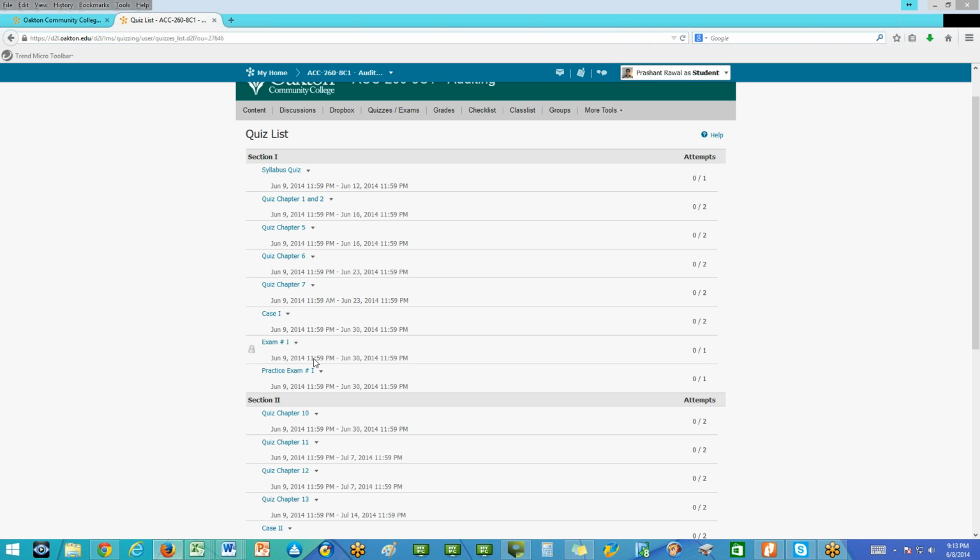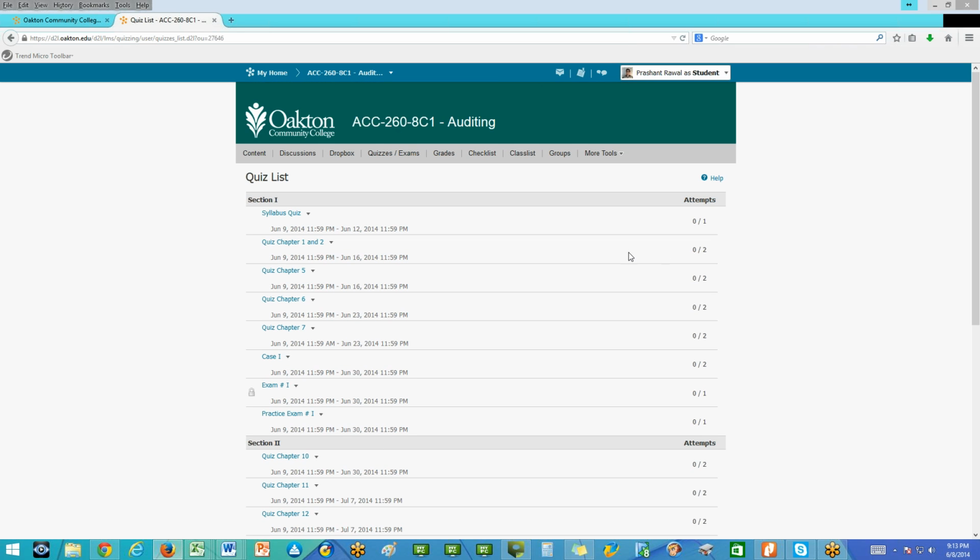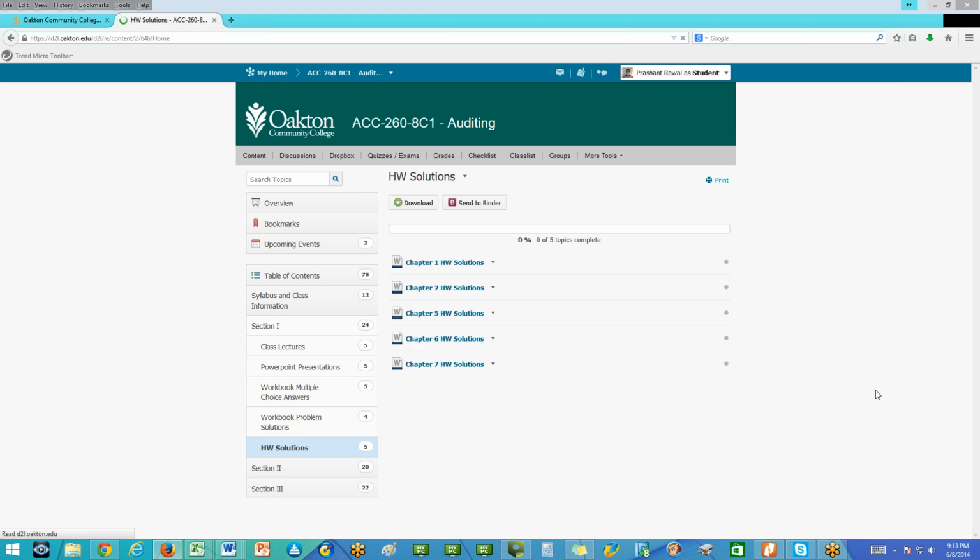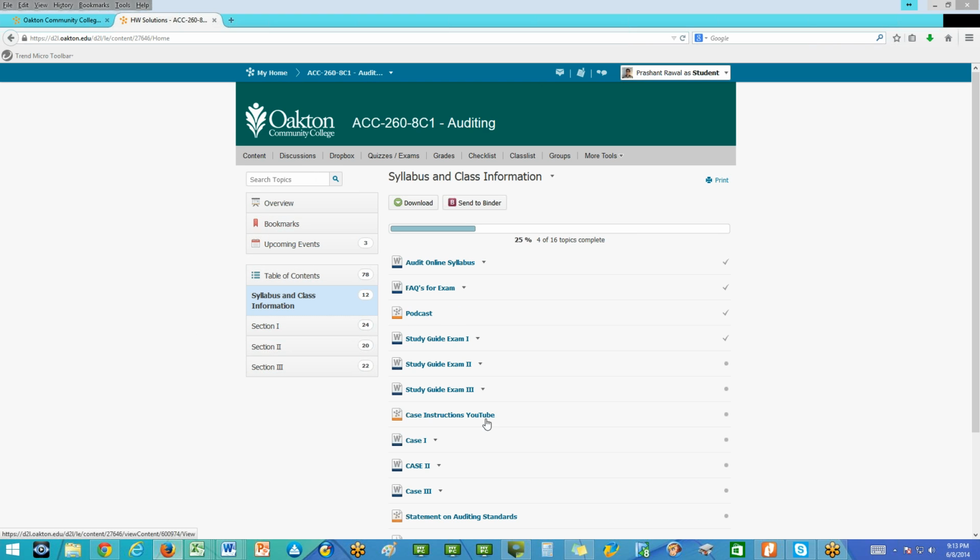Then you have this case. What is this case all about? These are end-run cases. So I would go back to content, go to syllabus and class information, and review this. Then I would go to instructions for case 1, then instructions for case 2, then instructions for each case: case 1, section 1; case 2, section 2; case 3, section 3.